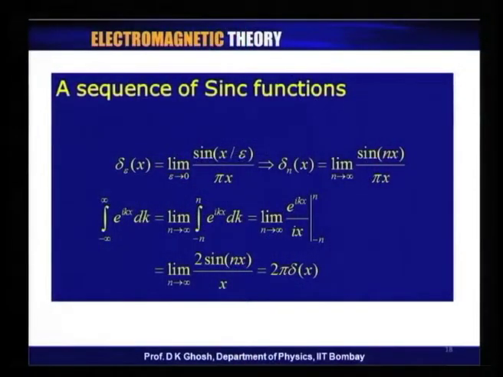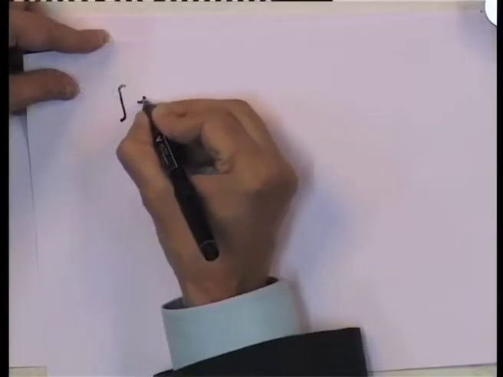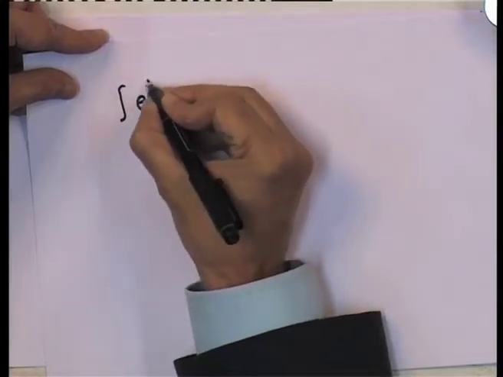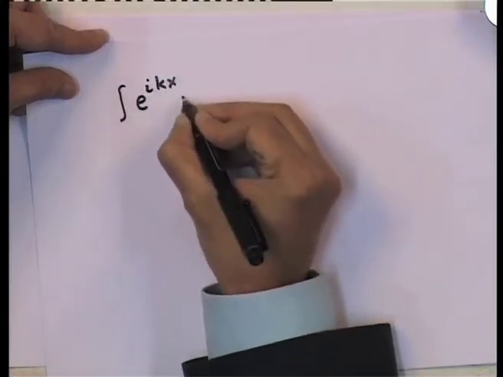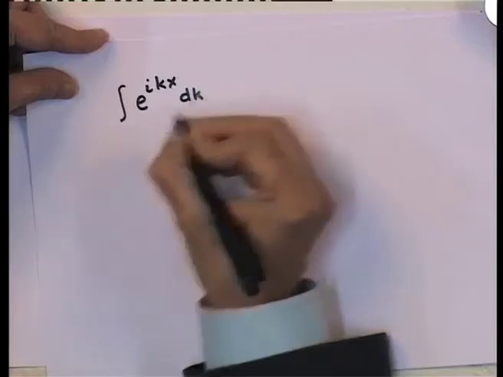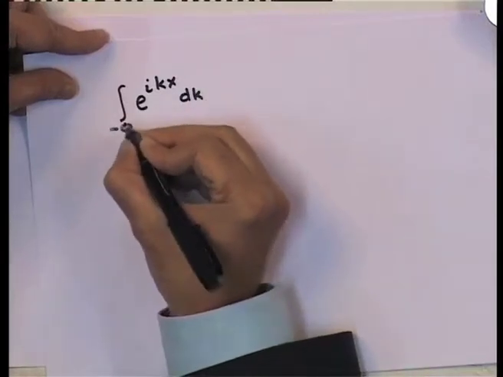Now, notice one interesting thing, let us look at what is known as an integral representation of a delta function. So, for instance, look at a simple function like e to the power i k x integrated over k, and the value of k is from minus infinity to plus infinity.